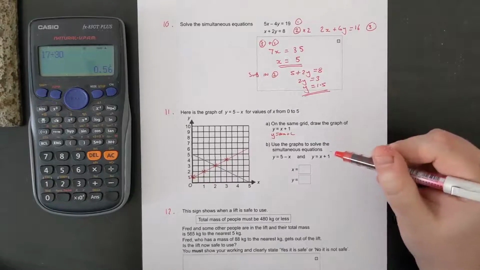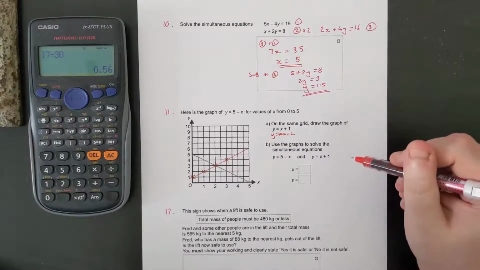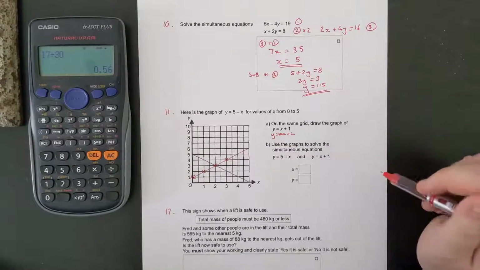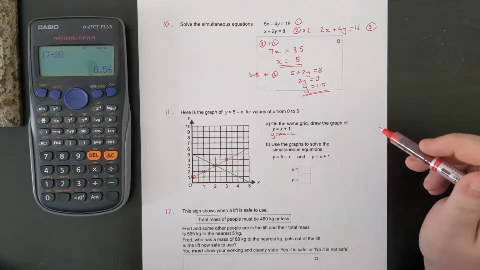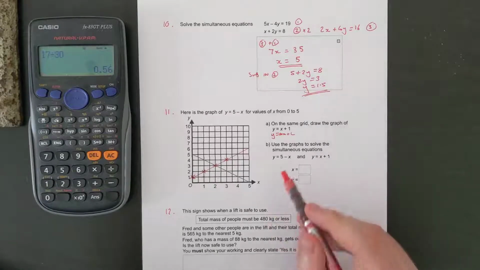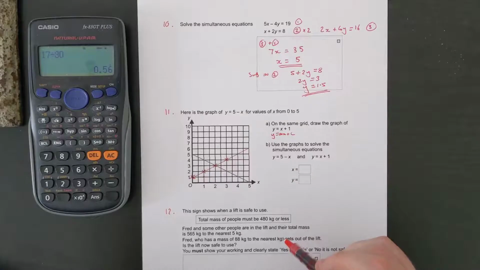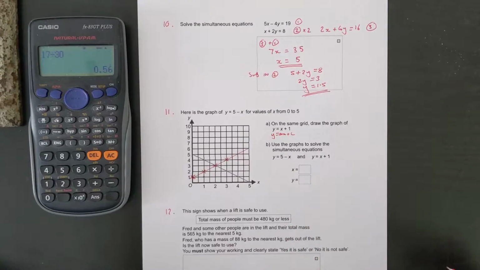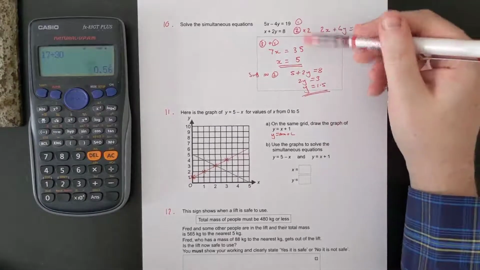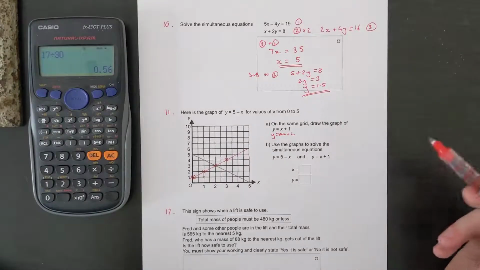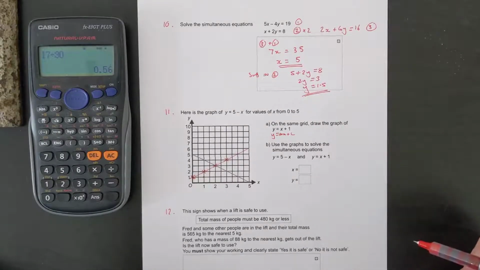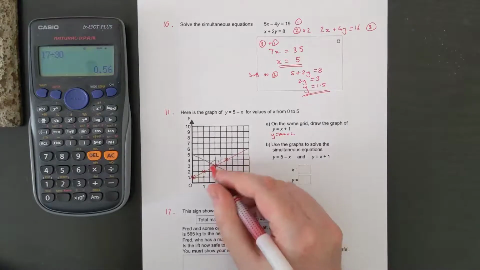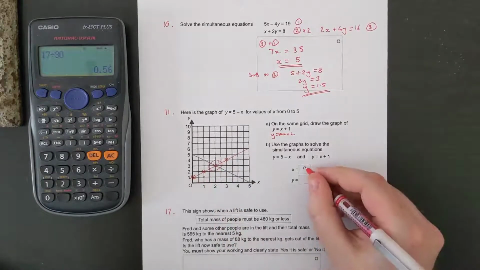And then I'm asked to use the graph to solve the simultaneous equations y is 5 minus x and y is x plus 1. In other words, what is the value set of x and y where both of those equations are the same? Just like I was doing up here algebraically. So that is where the coordinates of each line are the same.